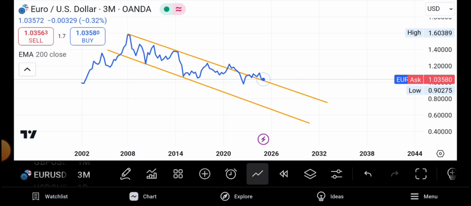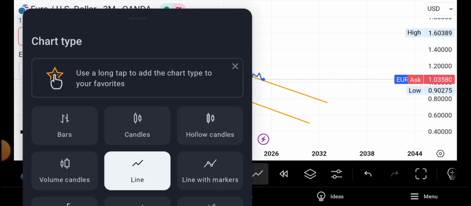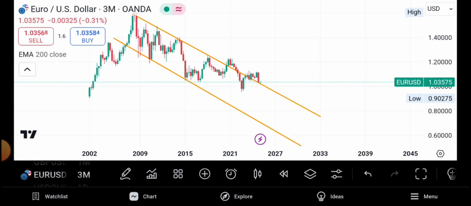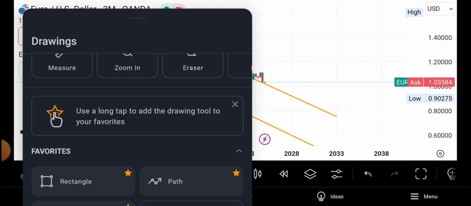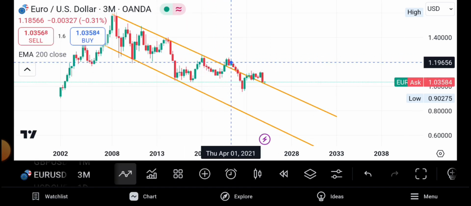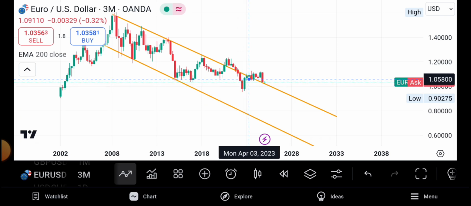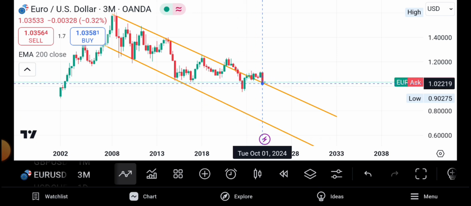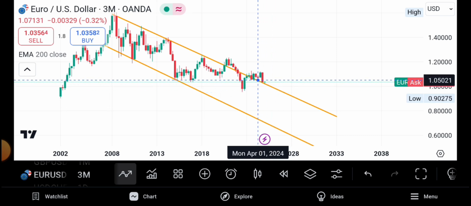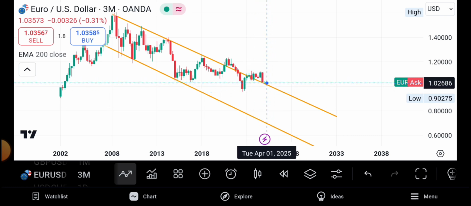Now let us change our price action to candle chart pattern, and now it is very clear. You can see that we broke it here, and then we came back, and then we broke it here, and then at this point the price action has used this trend line as a support.